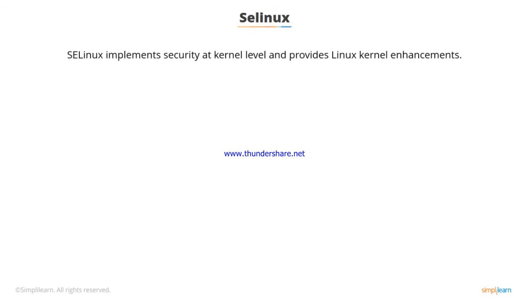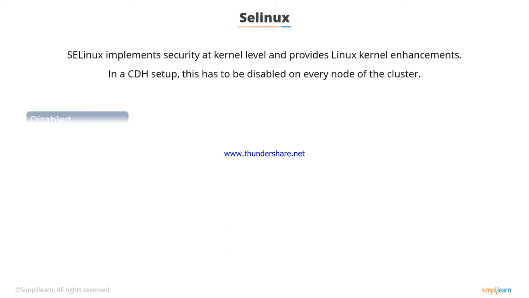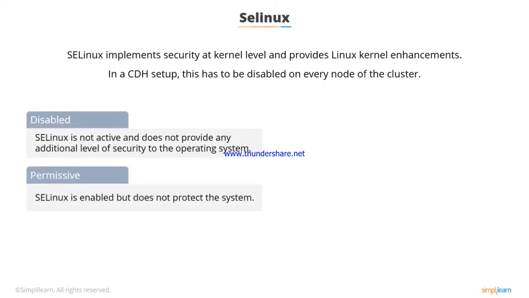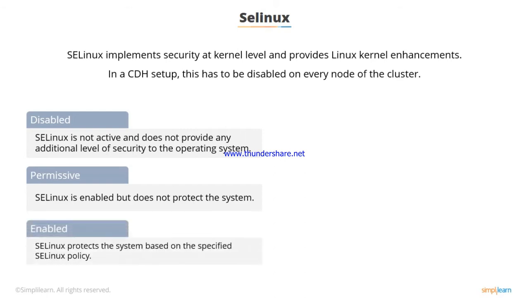SELinux, or Security Enhanced Linux, implements security at kernel level and provides Linux kernel enhancements. In a CDH setup, this has to be disabled on every node of the cluster. If disabled, SELinux is not active and does not provide any additional level of security to the operating system. If permissive, SELinux is enabled, but does not protect the system. It only prints warnings when a policy has been violated, and it can be used for workload profiling on a system to begin building a customized policy. If enabled, SELinux protects the system based on the specified SELinux policy.